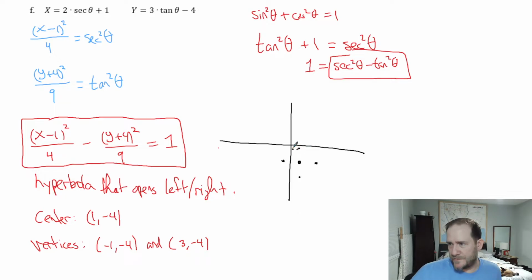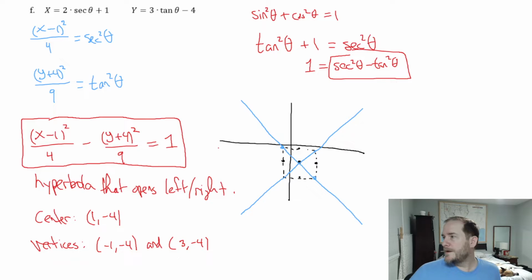With all 4 of those points, they would define a little rectangle. That rectangle defines your asymptotes, because you'd go from corner to corner. So you'd have an asymptote that goes like that, and then another asymptote that goes like that. And then your actual hyperbola would have these 2 points as its vertices, and you could just sketch it in so that it follows those asymptotes nicely.